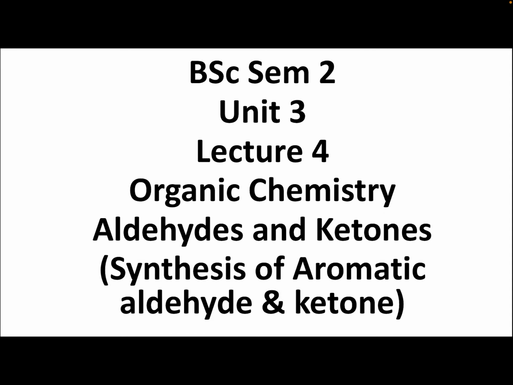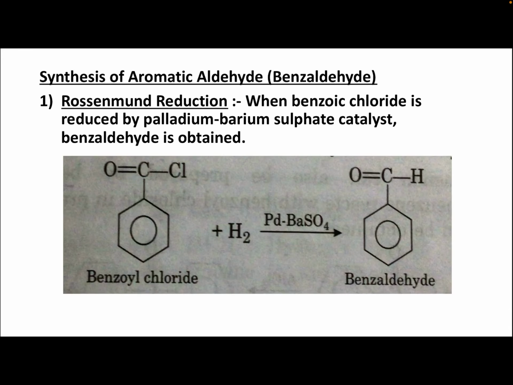Lecture 4, we study aldehydes and ketones, synthesis of aromatic aldehyde and ketone. Synthesis of aromatic aldehyde, benzaldehyde. When benzoyl chloride is reduced by palladium and barium sulfate catalyst, benzaldehyde is obtained. So this is known as Rosenmund reduction.